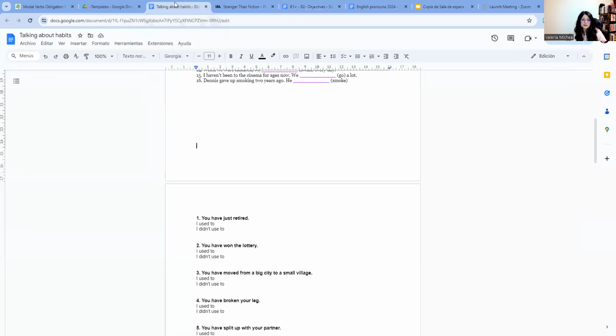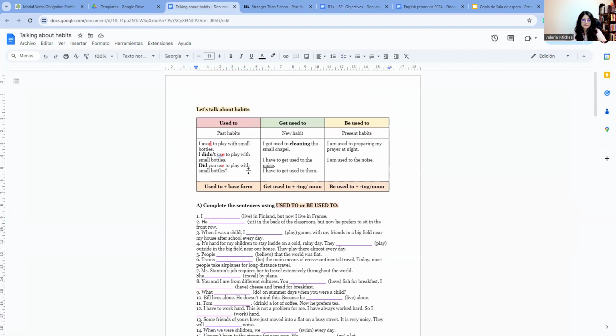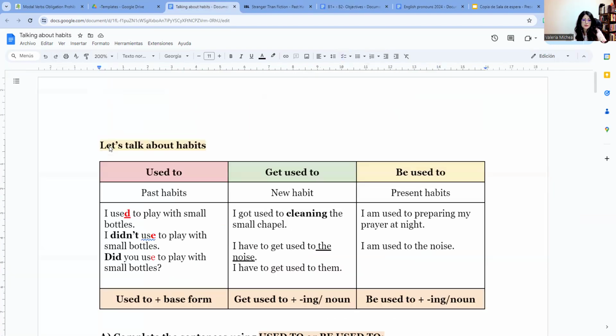Yeah, let's go there. Close this. And what we have here is like a little chart. Let me make this a little bigger. This is a little chart that gives us the structures that we use in order to talk about past habits, new habits, and present habits. Okay, so the structure that we use to talk about past habits is used to, definitely used to.